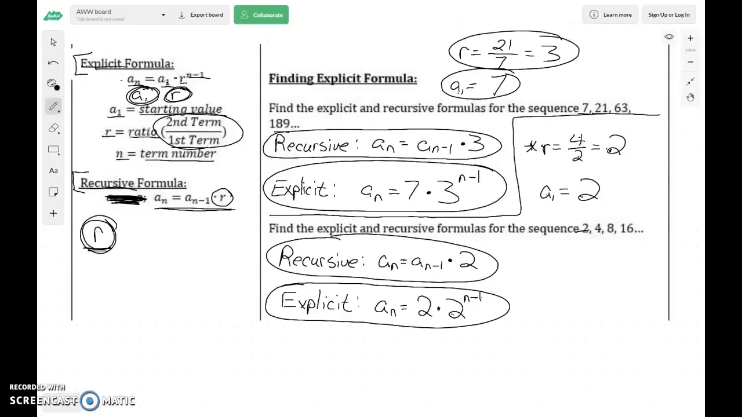All right, go ahead and pause the video if you need to write any of this down, and then we'll look at our last set of problems for the last 4 minutes.